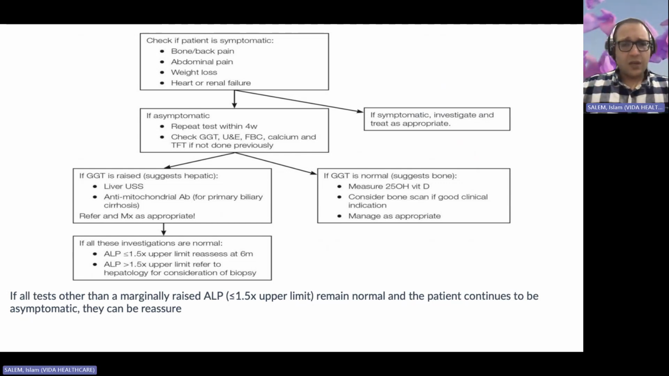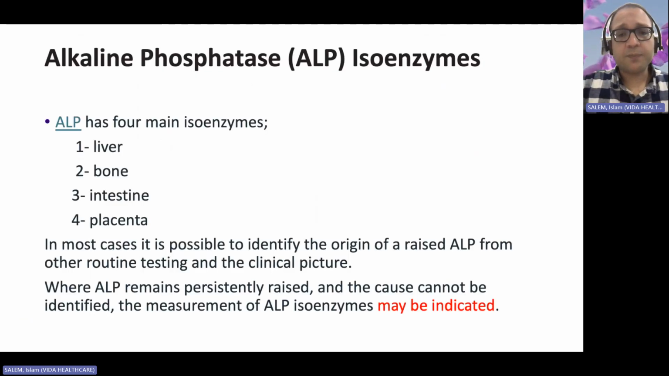Coming back, okay, it's normal, it's 1.5 or more than 1.5, and still you don't know what the cause is, where to go from here. There is a very expensive test called alkaline phosphatase isoenzyme, which is done only in King's College. So please, if you are ordering such an investigation, make sure that the patient is indicated for it, because it is expensive, done only in one hospital in the UK, and the turnaround time is around 6 weeks.